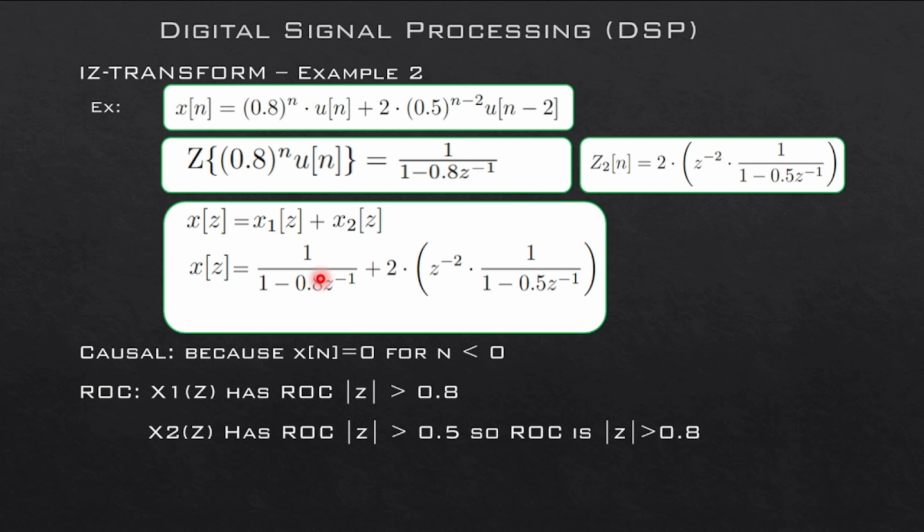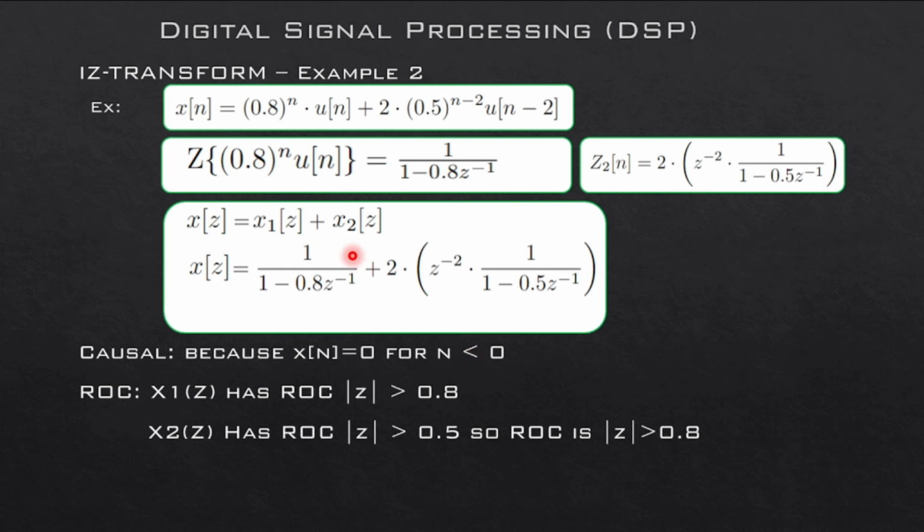Now, at first, this system is causal. Why? Because xn is equal to 0 for whatever n which is less than 0. Why? Because when you have a step function starting from un, whatever is behind n equals 0, and whatever is behind 2, by the way, which is n minus 2, meaning at 2, okay? So for n less than 0, you have no values because un starts from n greater than or equal to 0. So it's a causal system because there are no values for n less than 0.